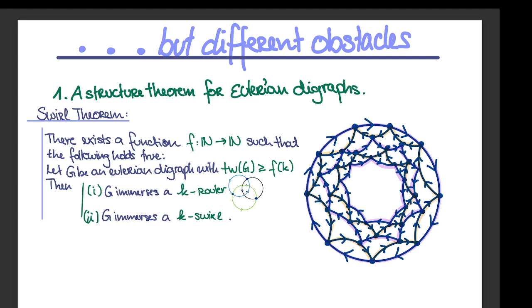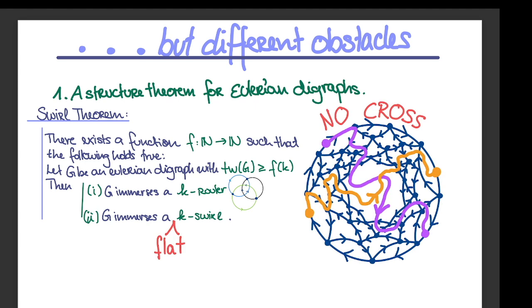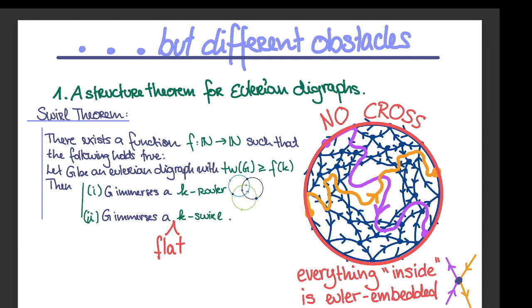Now we can prove more than that. We can prove that the swirl is actually flat. Now what that means is just inside the swirl, not only the swirl itself is Euler embedded, but basically everything attached inside is Euler embedded. That is, you cannot cross 2 paths in a flat swirl, right? And this is the kind of planarity that we want. We don't only want the graph to be planar, we want to ensure that if it is embedded, there's no way to cross paths inside the embedded part.